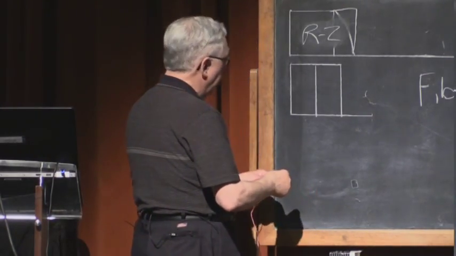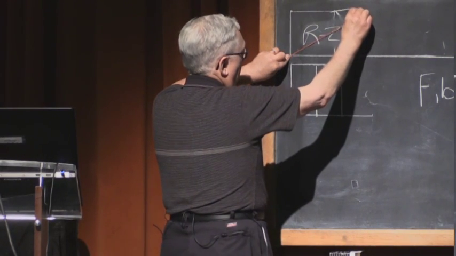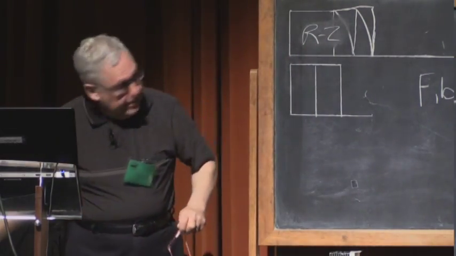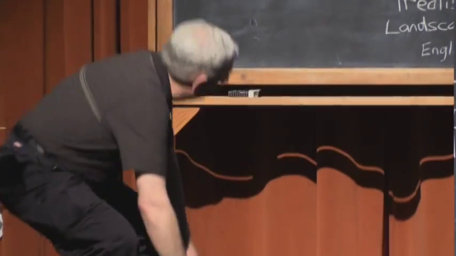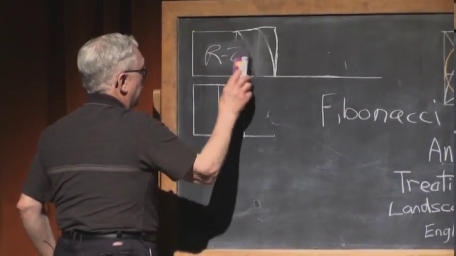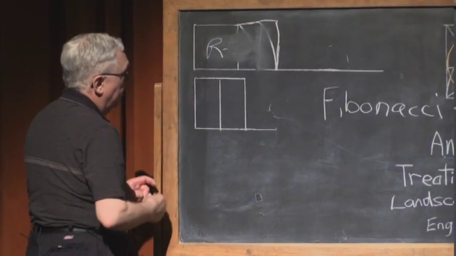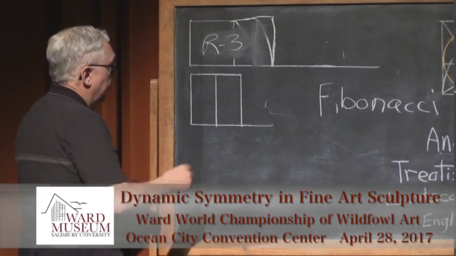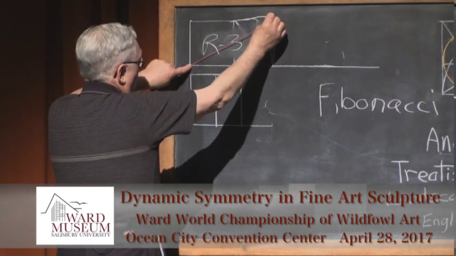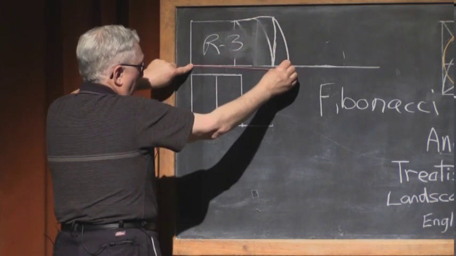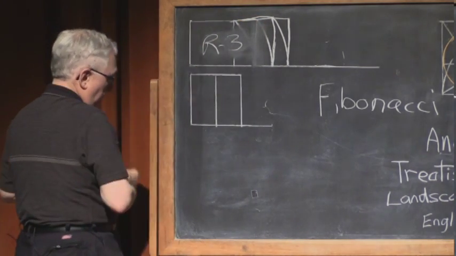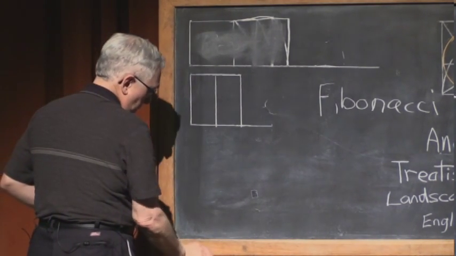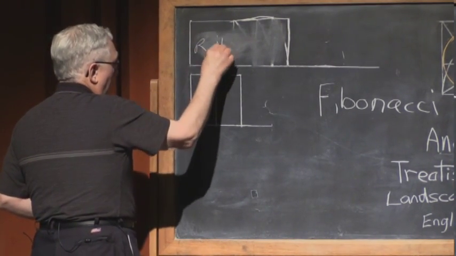To make the root 3, you bring that diagonal down, that up. And that gives us the root 3. There's then the root 4: the diagonal, down, up, and that's the root 4.